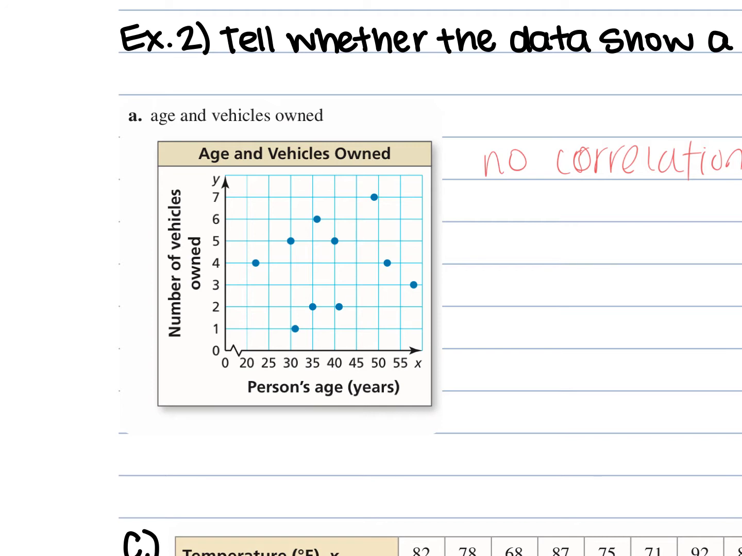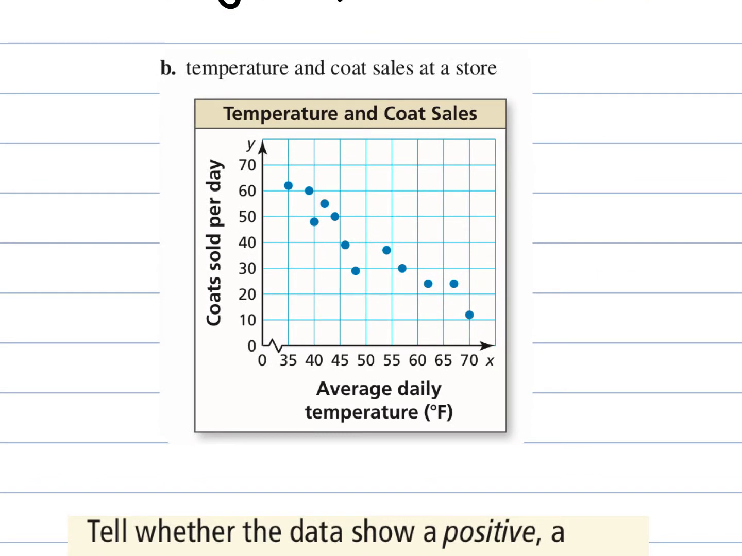Now, let's think about that. I know some 16-year-olds that have like 9 cars because they're rich, right? So does it really matter how old you are and the number of cars that you've owned? My grandfather owned 1 car his entire life. Yeah, crazy, right? So there's no correlation with your age and the number of vehicles that you've owned, okay? All right. What about temperature and coat sales at a store?